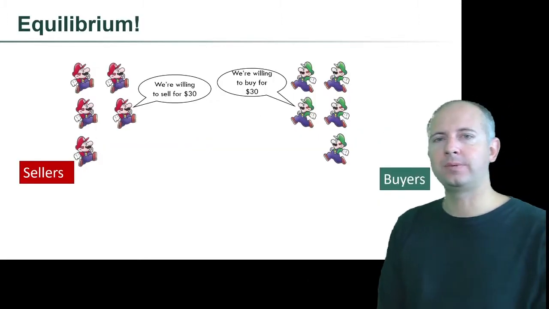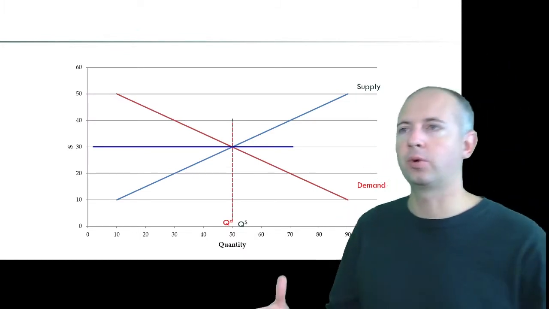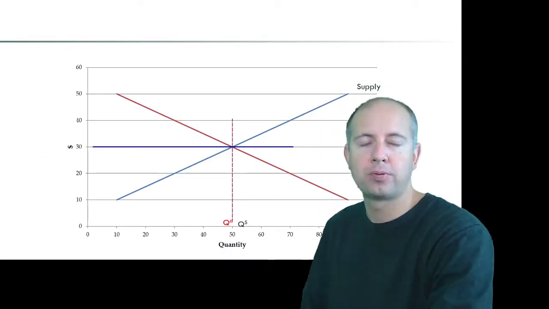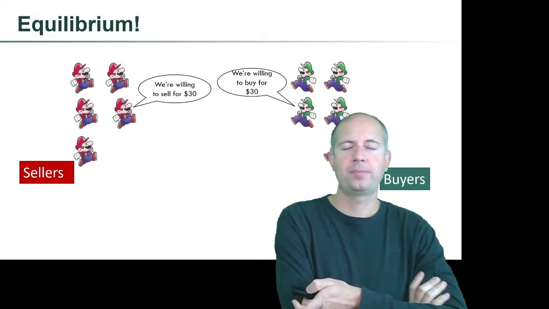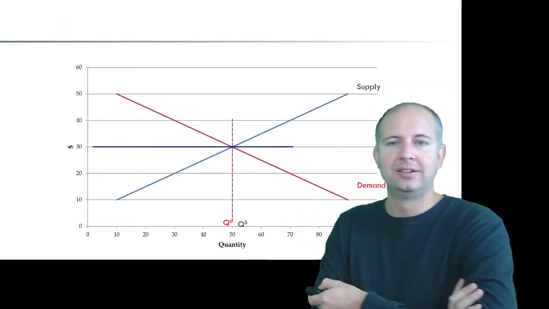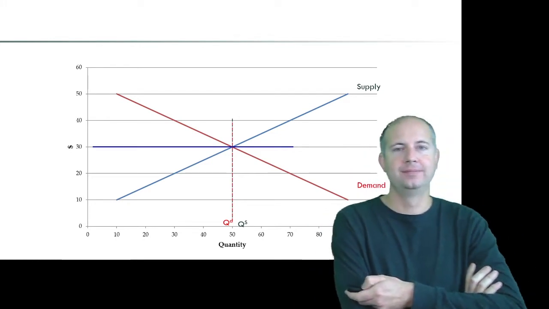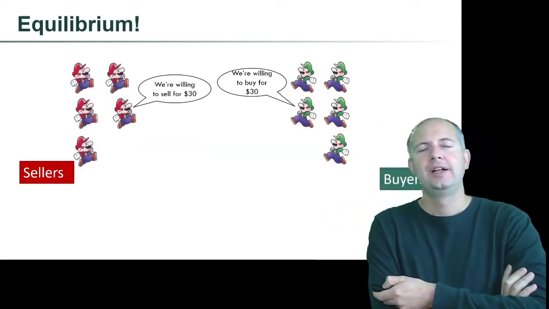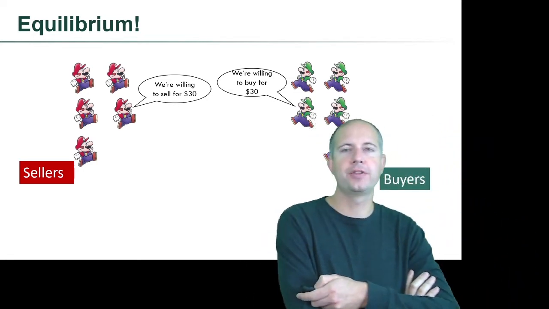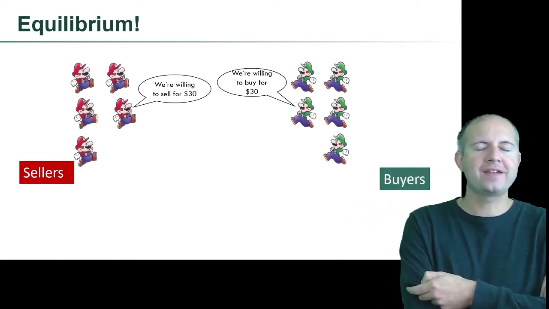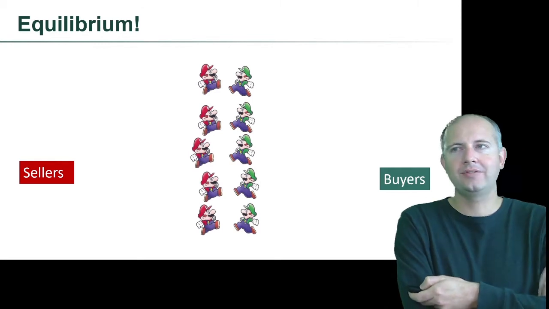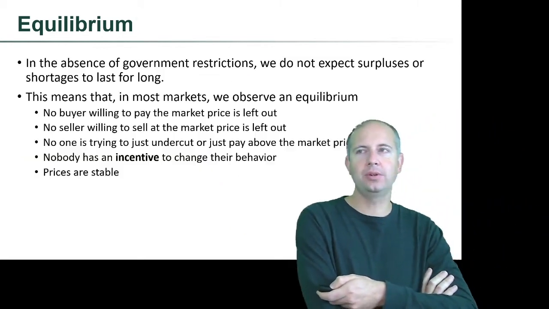So let's see what happens when we get to the middle, right here, where quantity supplied equals quantity demanded, which here is going to happen at a price of 30. So at a price of 30, we can see there are 50 units supplied and 50 units demanded, which means we have 5 Marios and 5 Luigis. So we have 5 Marios who are all willing to sell for 30, 5 Luigis who are all willing to buy for 30. They come together and everyone's happy. We have reached an equilibrium.